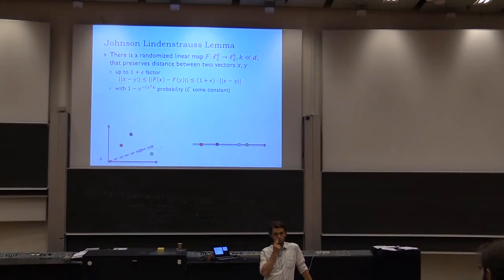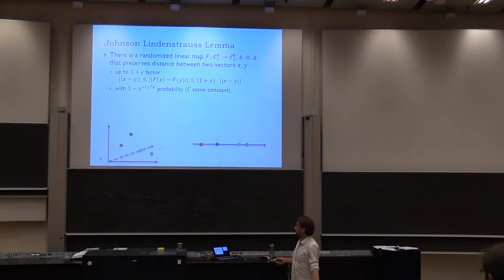No, so for each pair. You construct a function f that doesn't see anything, essentially. It's oblivious, as it's called, such that for any given x and y, this inequality holds with this probability, for any x and y.